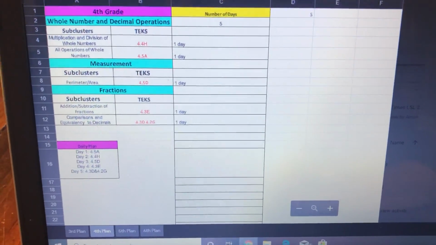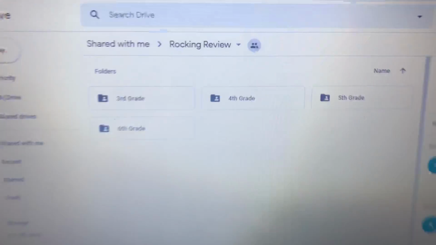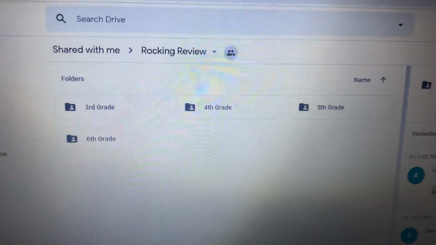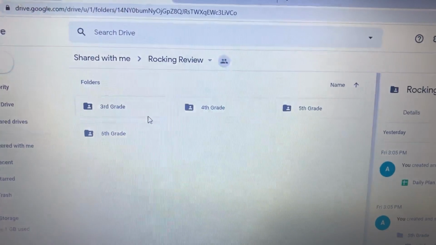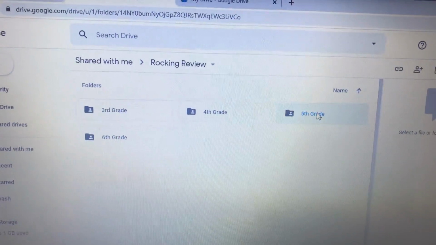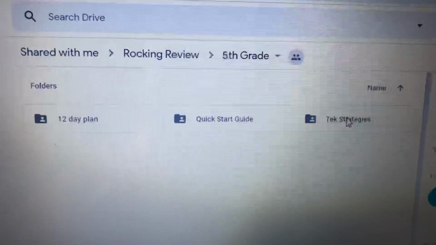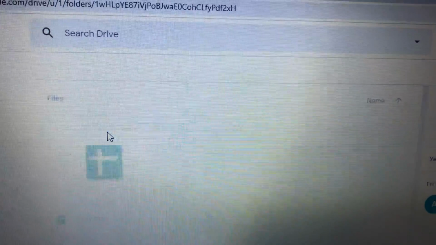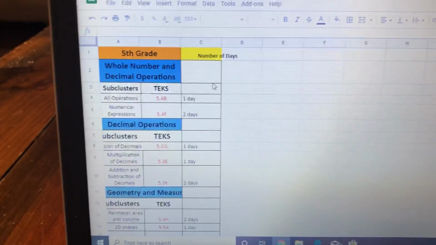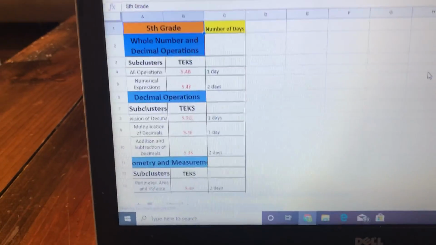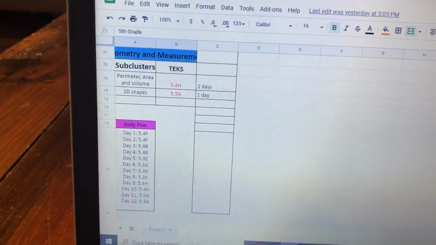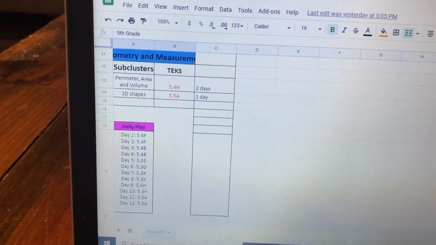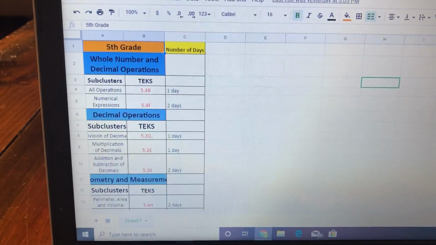Next, we created a Rock and Review folder. Within that, it has all 4 tested grade level folders. I'm going to go to 5th grade, because that's where we started working, since they're going to be doing this first. We created 3 folders there. We have their 12-day plan, which is just what I showed you, but we snipped it and dropped it in there so it's not confusing. We're going to make it look better. I don't like the way it looks at the moment. I like color, so it's kind of crazy. We're going to fix that, but that's the first folder.